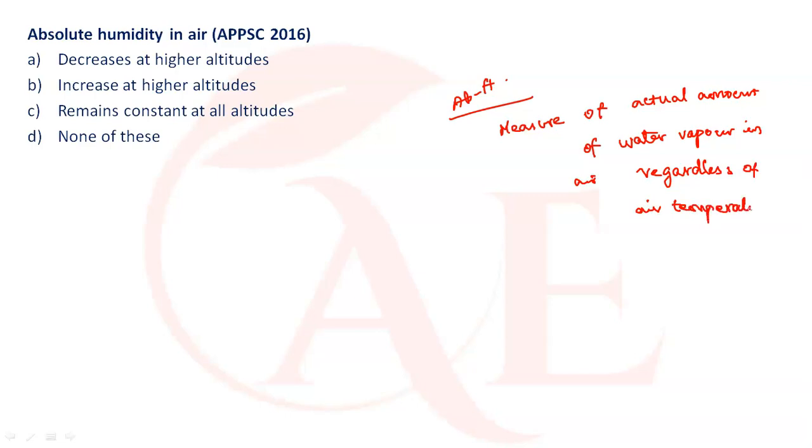This absolute humidity decreases at higher altitudes. So when the altitude gets higher, the absolute humidity automatically goes down. When you move upwards, the temperature will get lower, so automatically the absolute humidity will decrease. So option A is the correct answer. Next question.